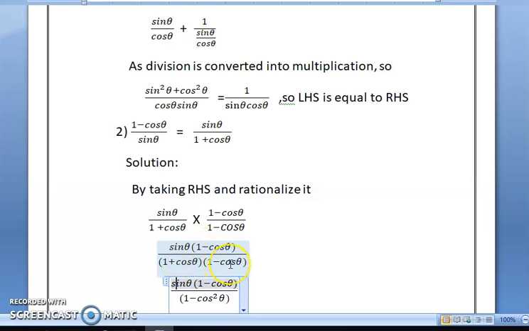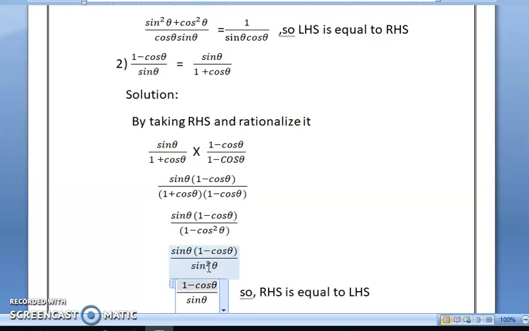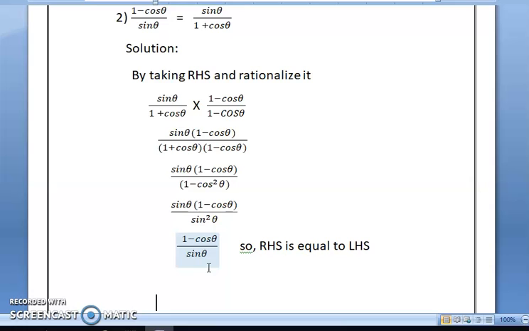1 plus cos theta, 1 minus cos theta. We are going to apply the formula, 1 minus cos square theta, because a square minus b square is equal to a plus b into a minus b. So 1 minus cos square theta is equal to sin square theta, and sin is cancelled. So we get 1 minus cos theta over sin theta. So it means the right hand side is equal to the left hand side.